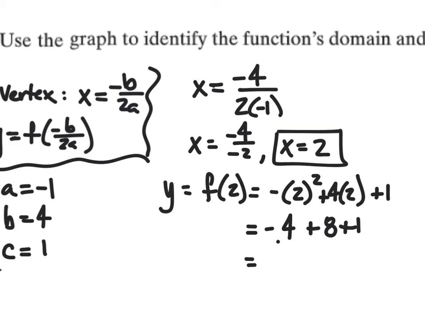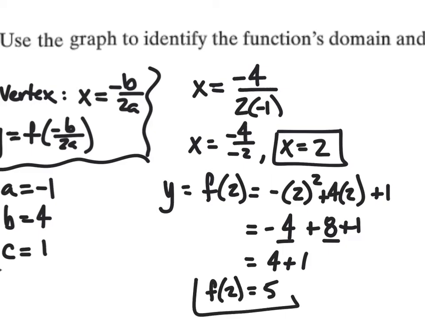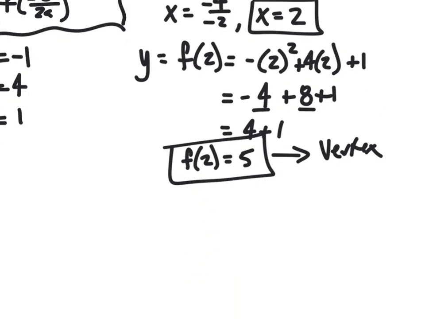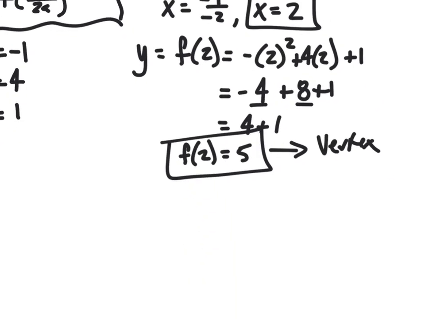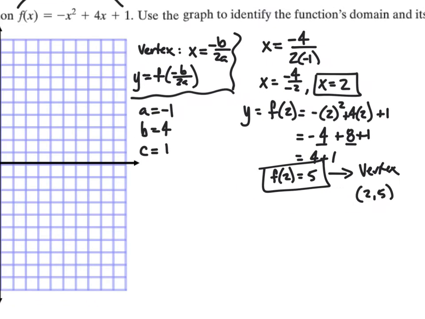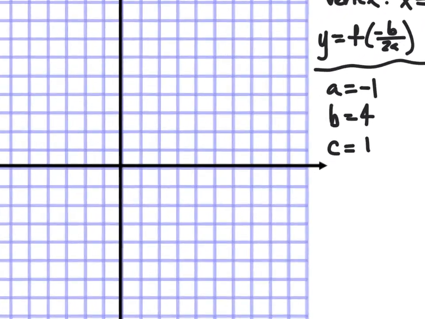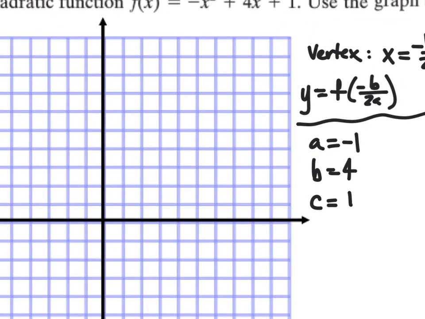All right, so I'm going to get negative 4 plus 8, which is 4, plus 1, and that's going to give me 5. So f of 2 is equal to 5, and this is my vertex, okay? That translates to the point 2 comma 5. Remember that anything in function notation like that is just a point on the graph. So I'm going to plot 2, 5. Let me come up here, over 1, 2, 1, 2, 3, 4, 5. I'm going to plot that point, and that is my vertex.